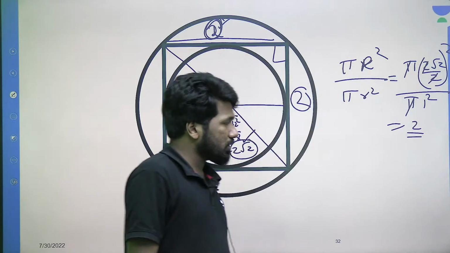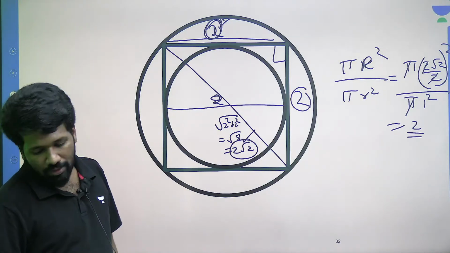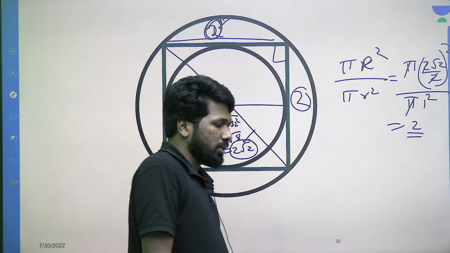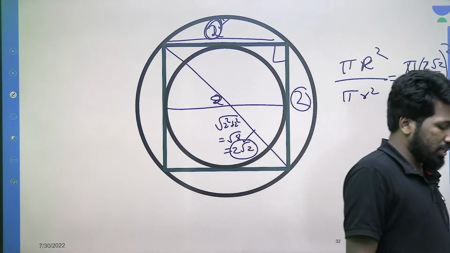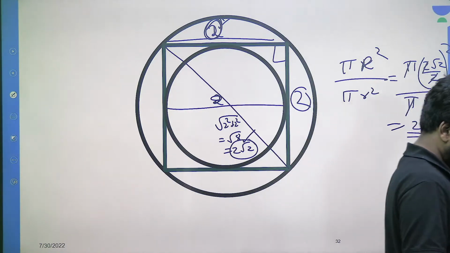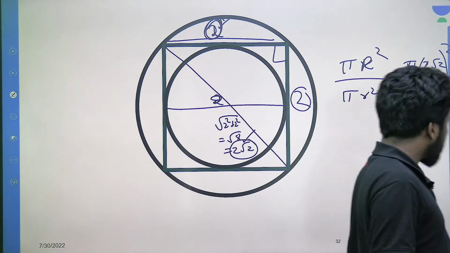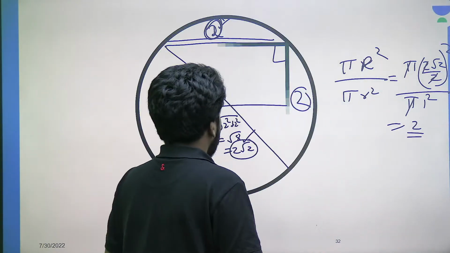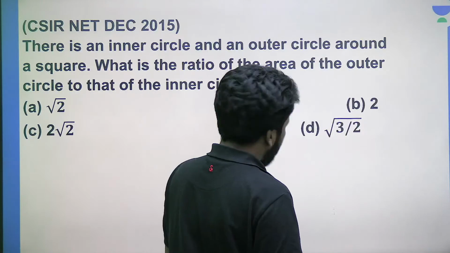All of you understood this? This is same like last to last question, just instead of radius, area is asked. All of you are clear? Let's go to the next question. If there is any other doubt, please ask, specify your doubt.